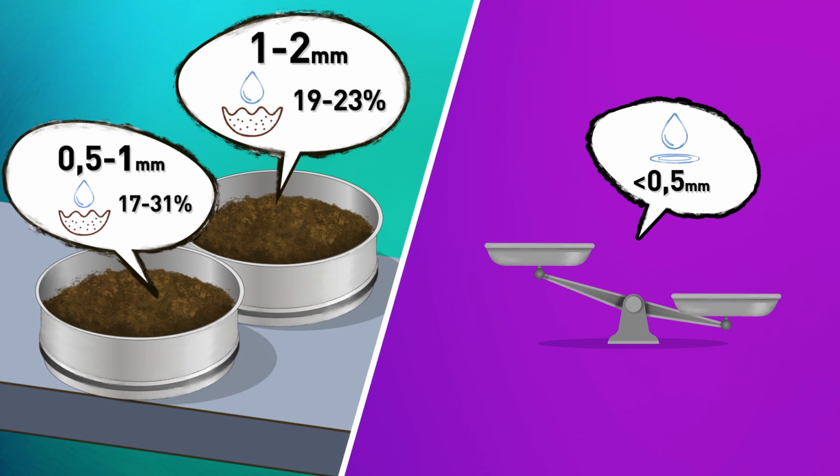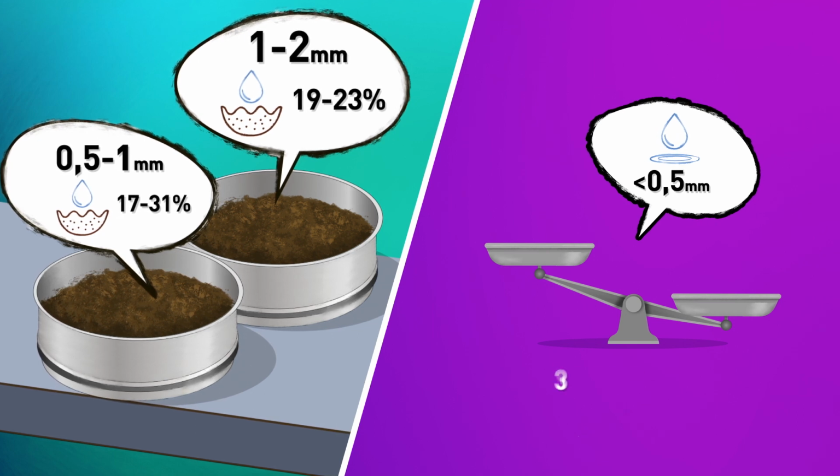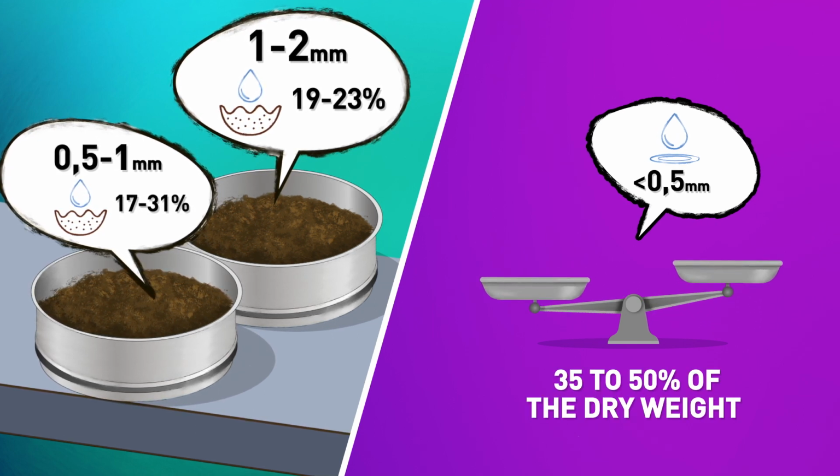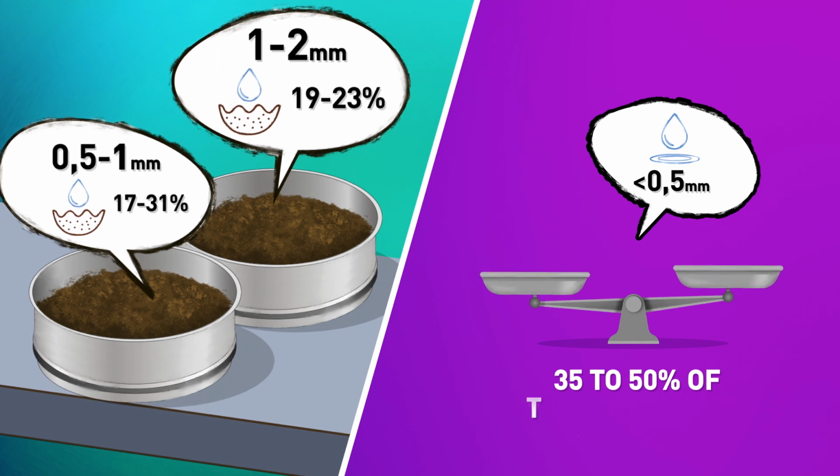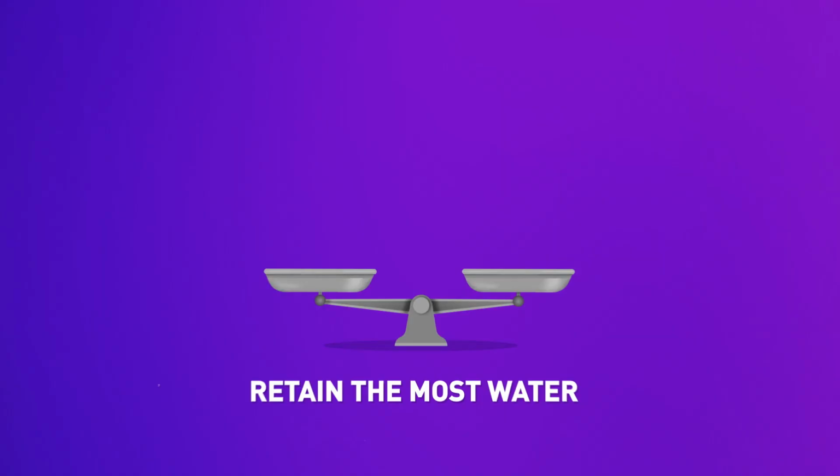Lastly, coconut dust and the smallest particles account for 35 to 50% of the dry weight of the substrate and retain the most water.